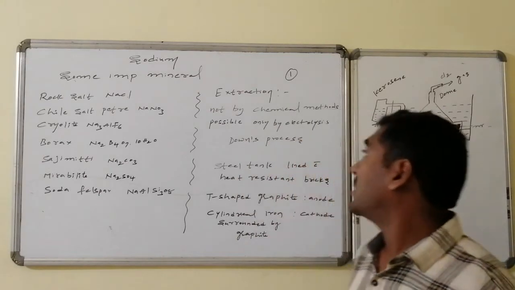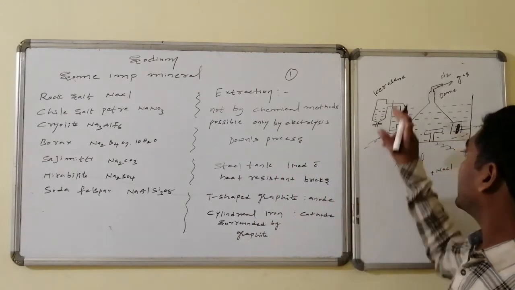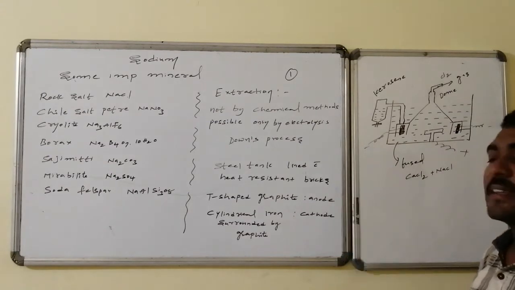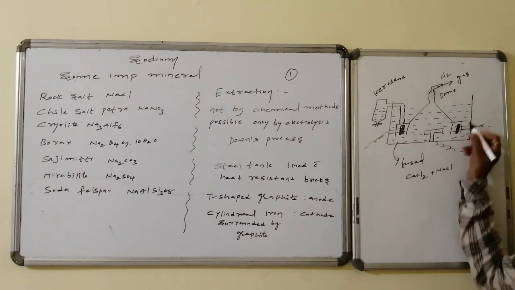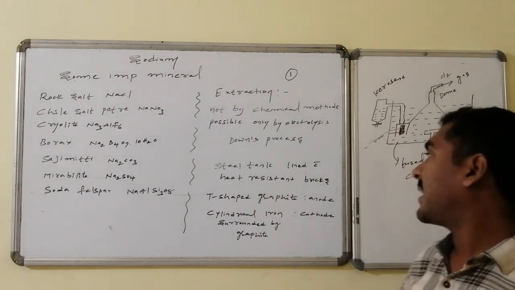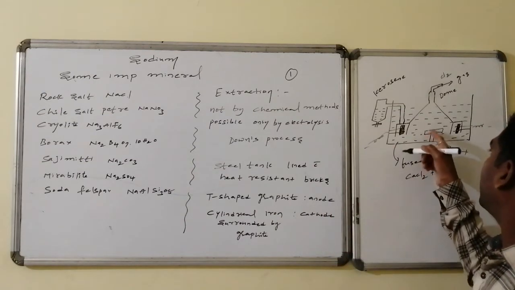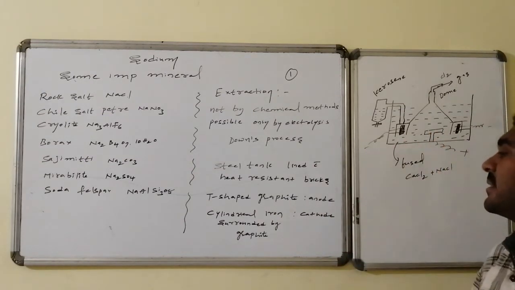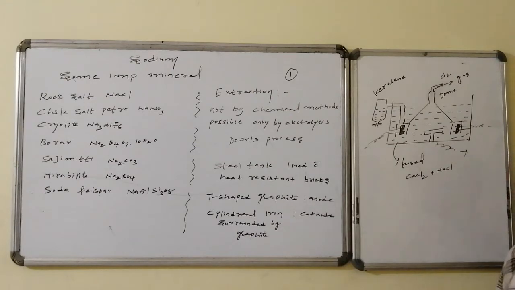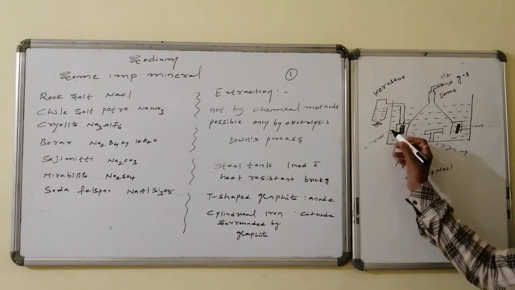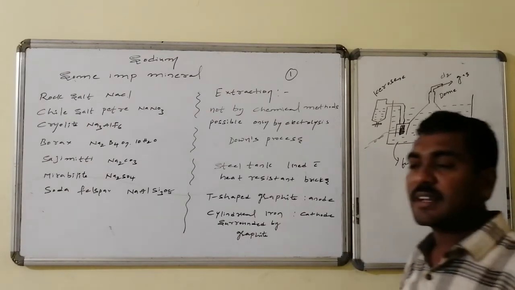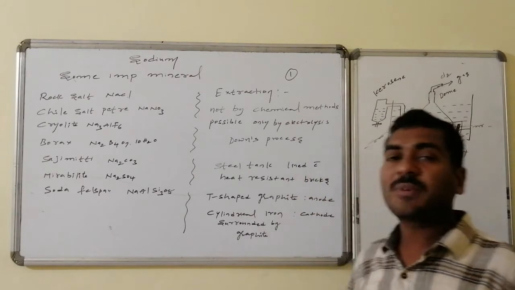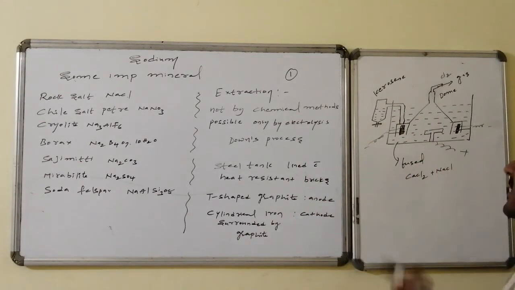The first method is Downs process, in which a steel tank is taken and lined inside with heat resistant bricks. It has heat resistant bricks in the entire inside portion of the steel tank, and it has a T-shaped graphite anode as we are looking here, and the cylindrical iron surrounded by the graphite ends is connected with the negative terminal of the battery, acting as cathode, and this is acting as anode.